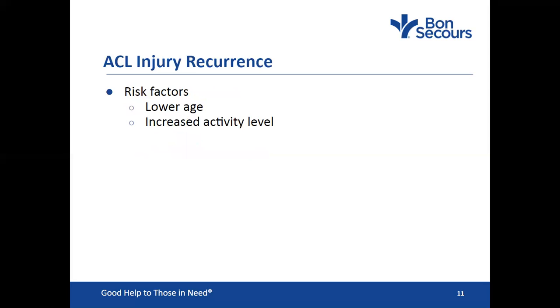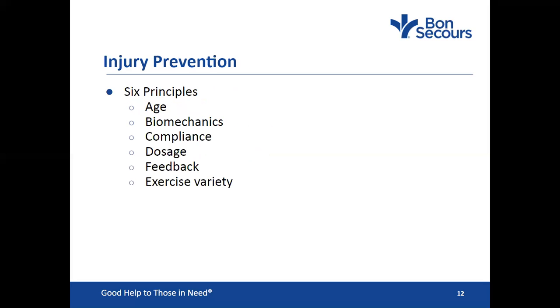Younger athletes with a higher activity level have an increased risk of a recurrent ACL injury. A good ACL injury prevention program will include these 6 principles: age, biomechanics, compliance, dosage, feedback, and exercise variety. For age, the program should be started at an early age and correct any faulty biomechanics that put the athlete at an increased risk of ACL injury.